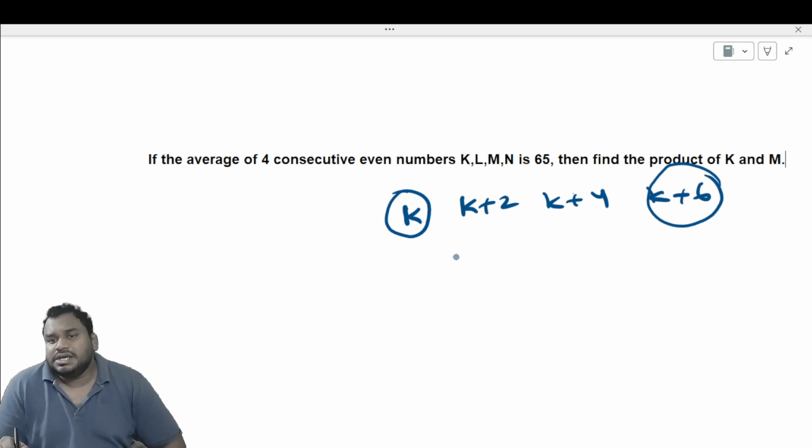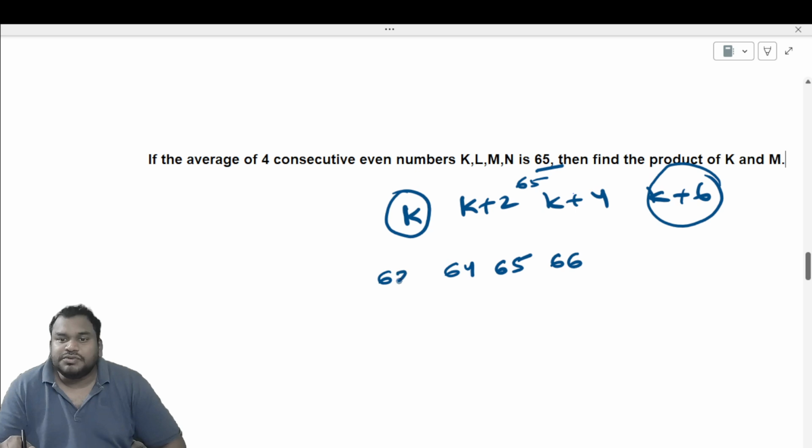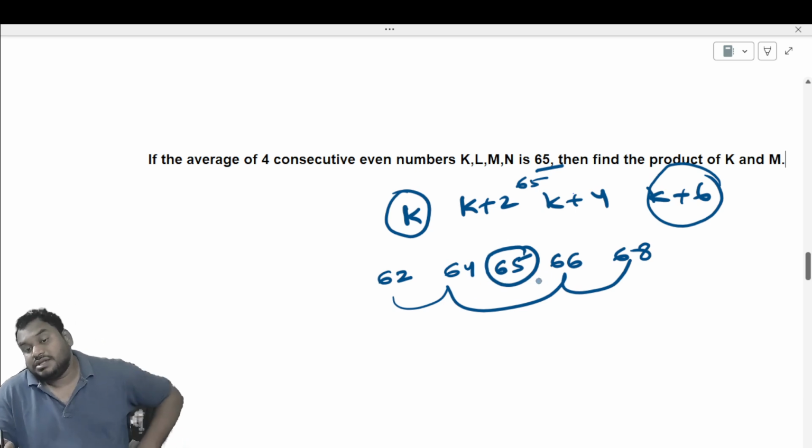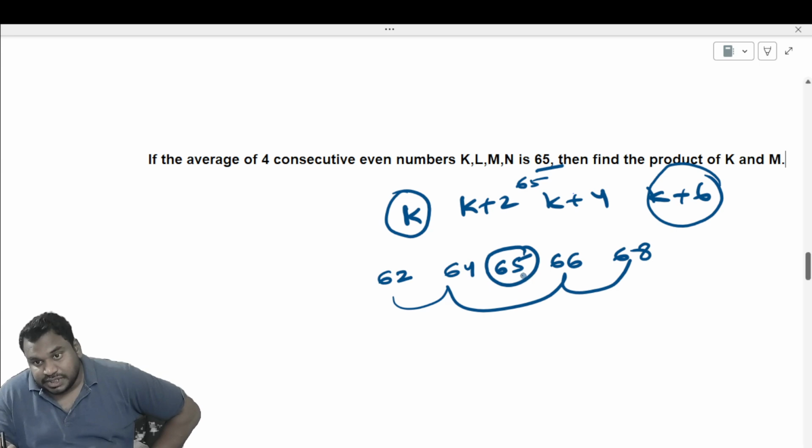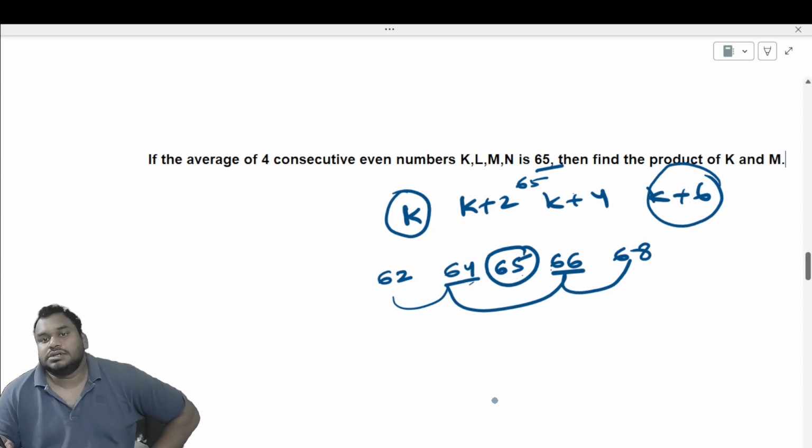But you see here, if the average is 65, the 65 should be in between. So somewhere here. 65, if you add 1 to 65, it would be 66. If you subtract 1, it would be 64. So before that 62 should come and this is 68. Now you see the average of these four numbers will be 65 obviously. So when the average of even numbers is given, if you add 1 to that average, you will get the upper value, and if you subtract 1, then you will get the lower value. Okay.